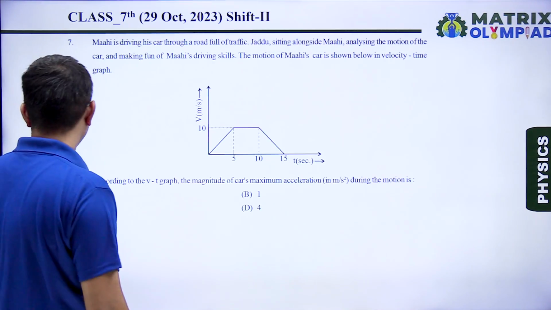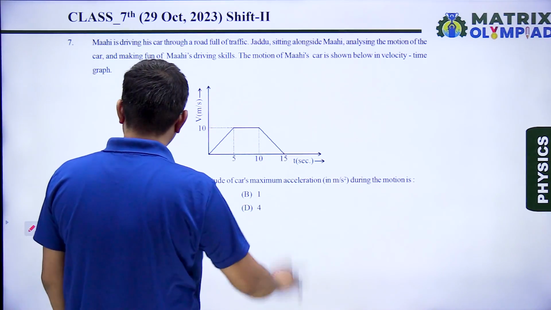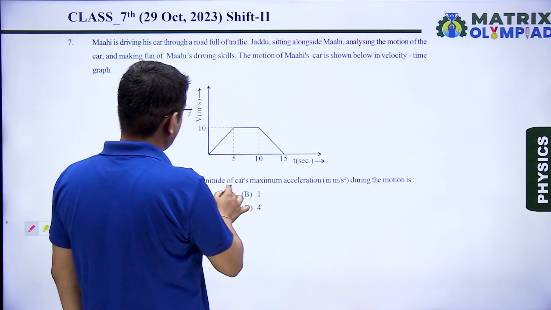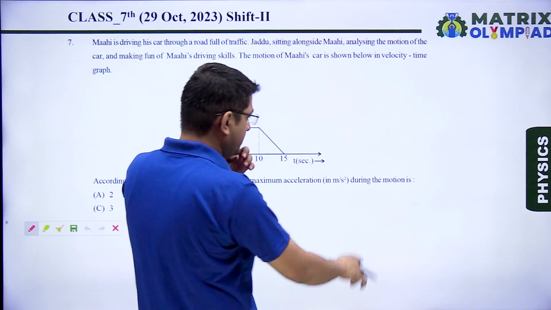Next question, question number 7. In question number 7, a graph is given here between velocity and time. And it is asked, according to velocity time graph, the magnitude of car's maximum acceleration in meter per second square during the motion is.